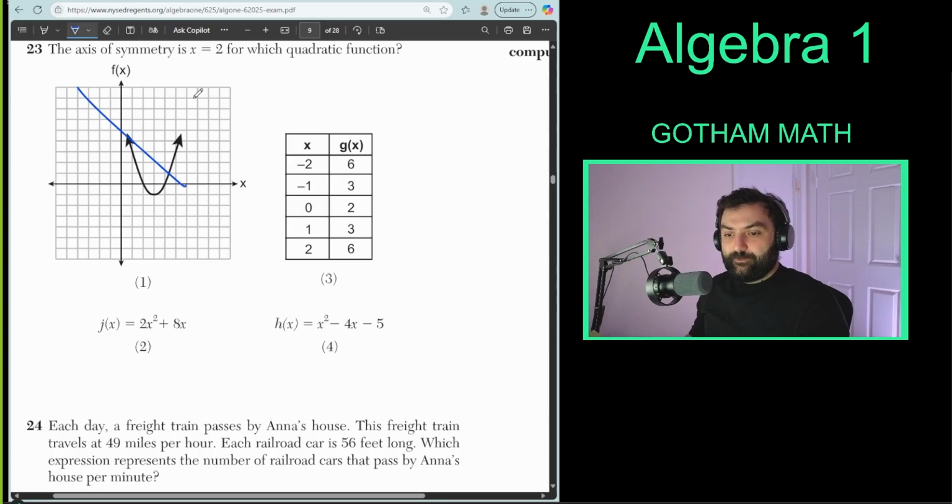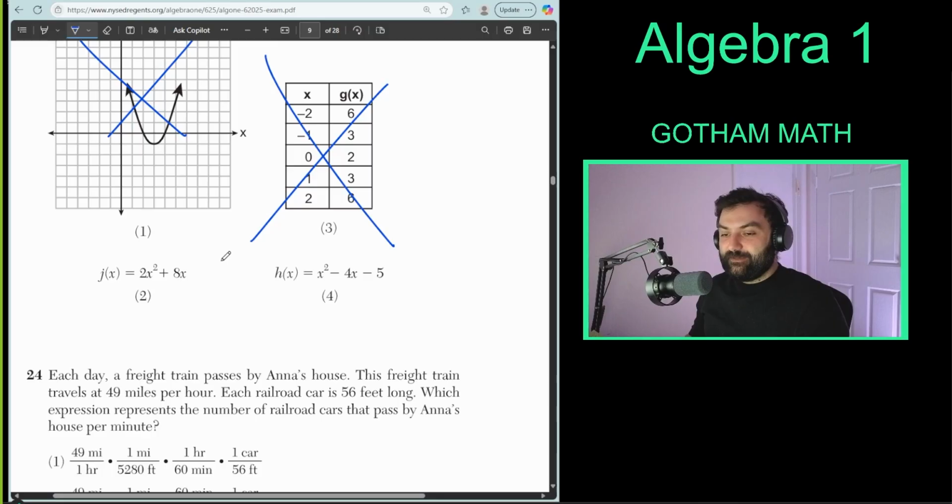Well, I'm 50-50 right now. I'm between 2 and 4. All right, so what would I do here? You need to know that axis of symmetry has a specific formula. Axis of symmetry has a formula -b over 2a. Where is b? Where is a? How do you find that?